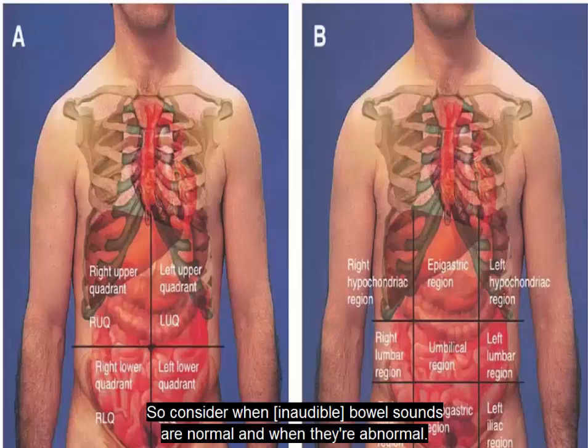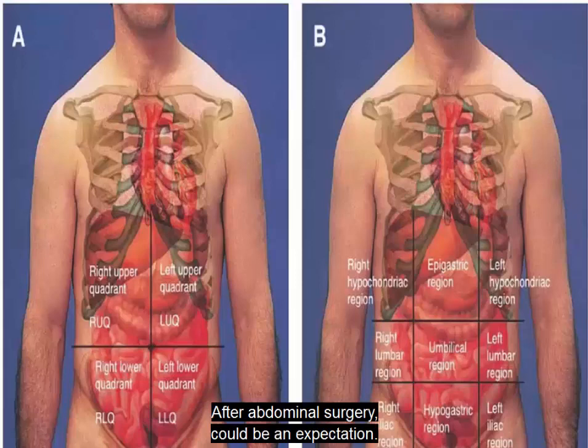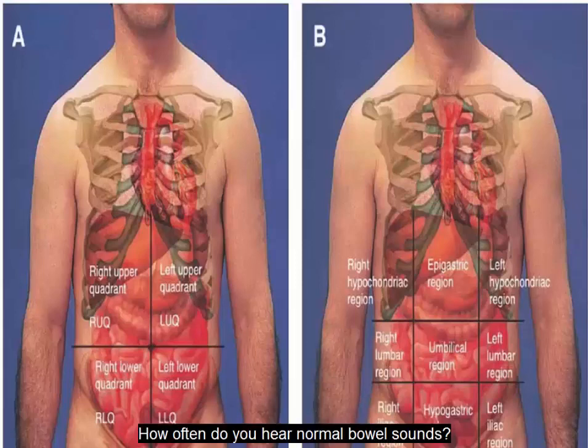So consider when absent bowel sounds are normal and when they're abnormal. After abdominal surgery, it could be an expectation. Otherwise, it would be considered a complication. How often do you hear normal bowel sounds? About every 5 to 15 seconds.